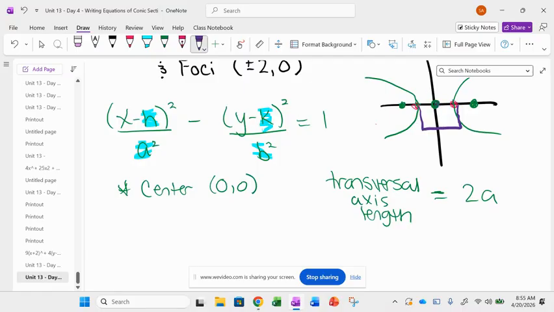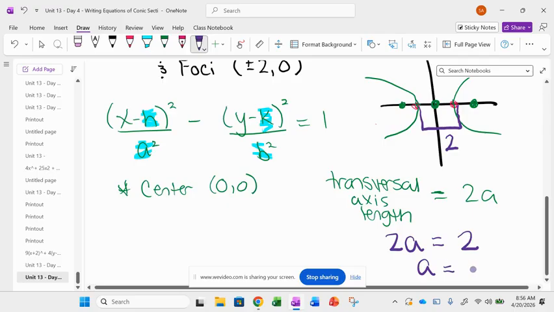From -1 to 0 is 1 unit. From 0 to 1 is another unit. So do we all agree that's 2 units? So our transversal axis is 2a, which means 2a is equal to 2. So a is equal to 1.